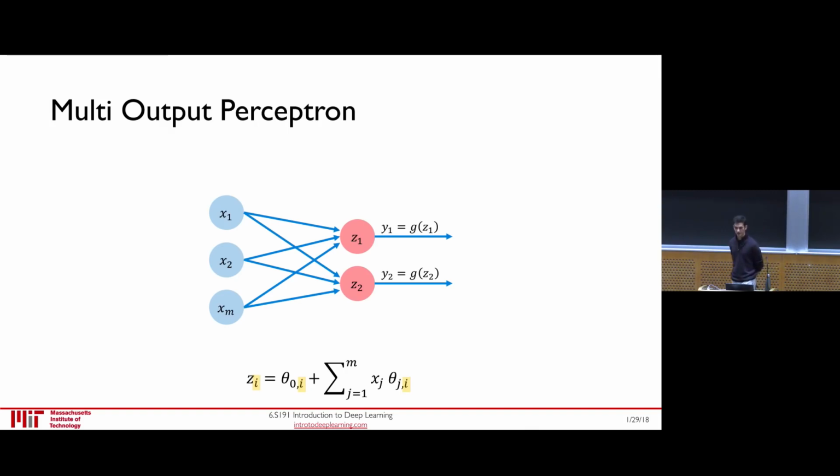If we want to define a multi-output perceptron, it's very simple. We just add another perceptron. Now we have two outputs, y1 and y2. Each one has a weight vector, theta, corresponding to the weight of each of the inputs.